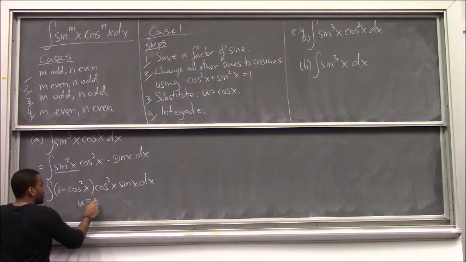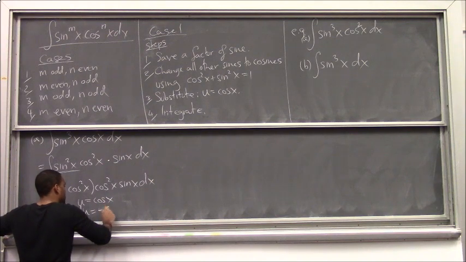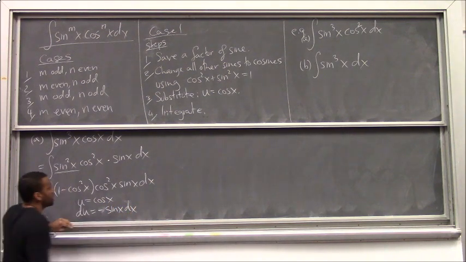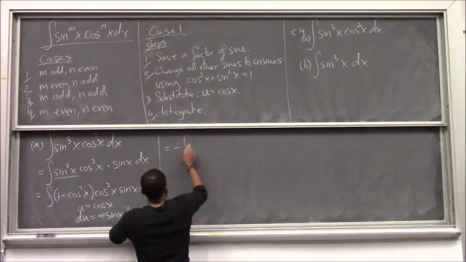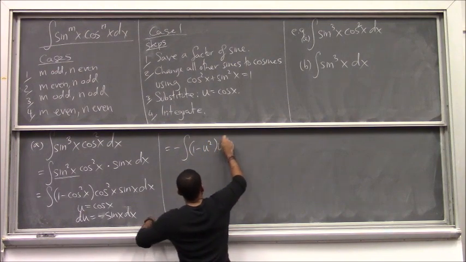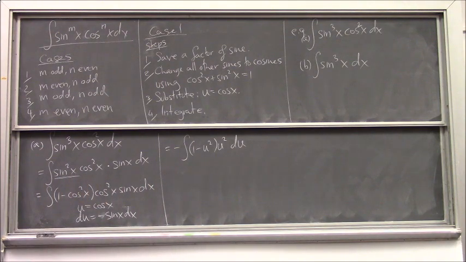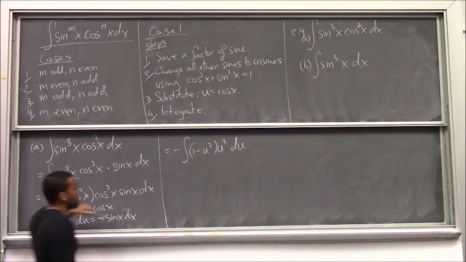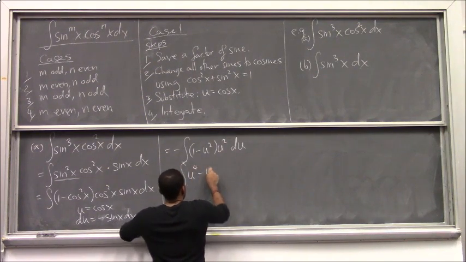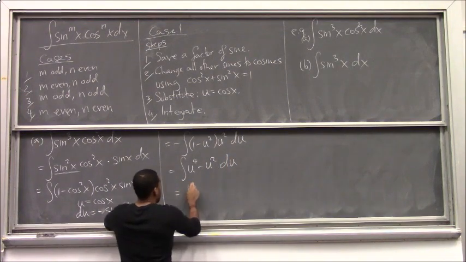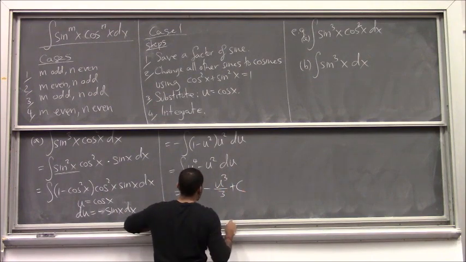Then you're going to do a substitution. u equals cosine. Your du is going to be, of course, minus sine of x dx. And so now this will become that, which of course is not a bad integral to deal with. So this is going to be the integral of u to the 4th minus u squared du. And from there, it's just the power rule: u to the 5th over 5 minus u cubed over 3 plus C.